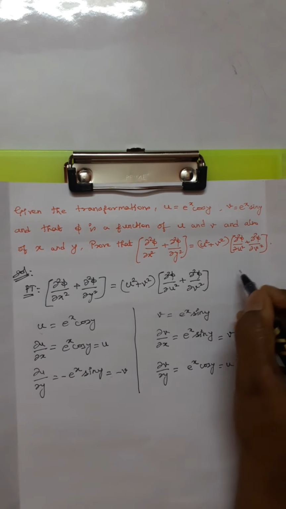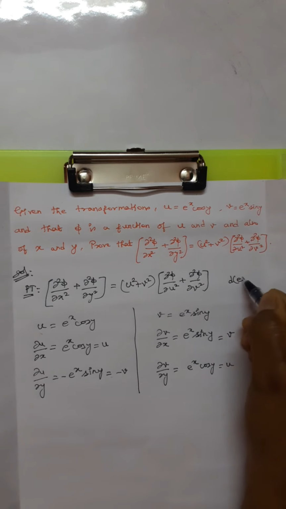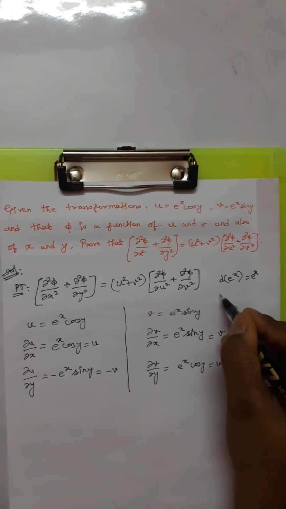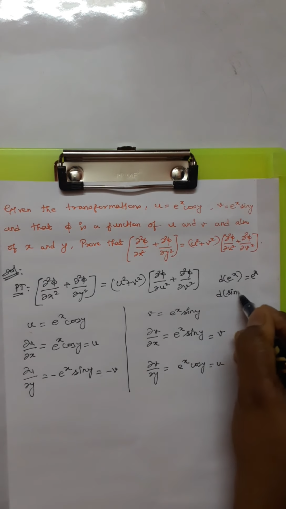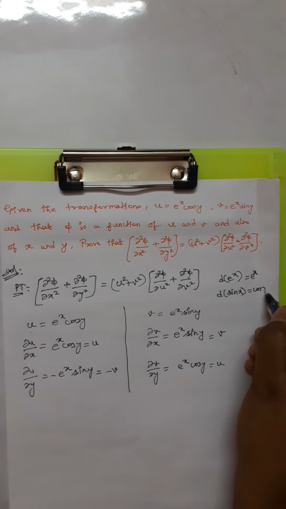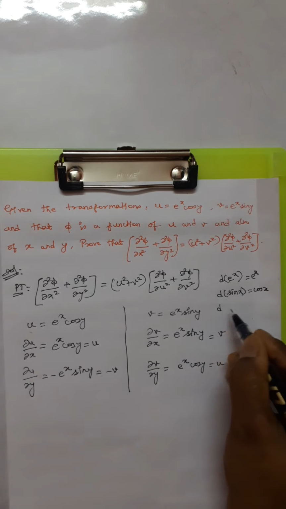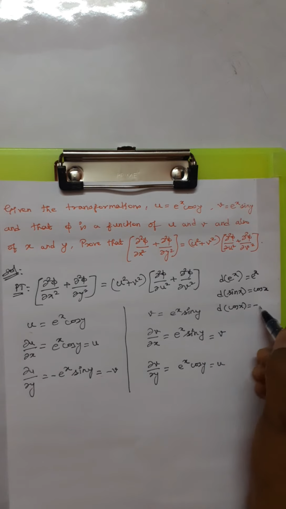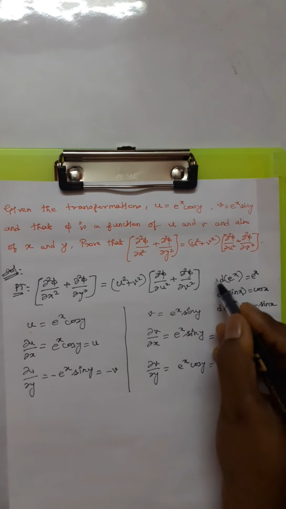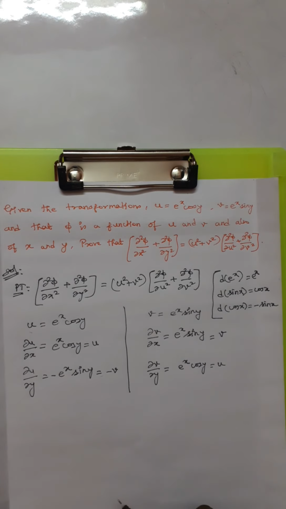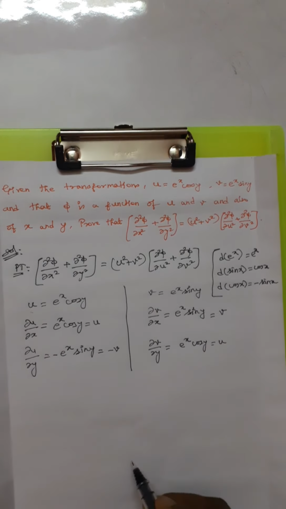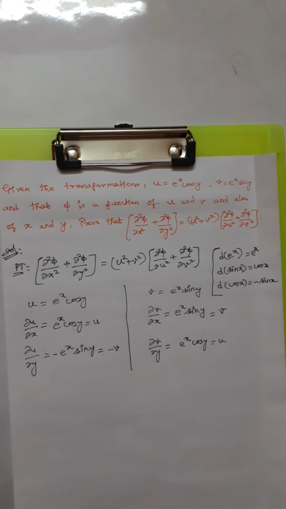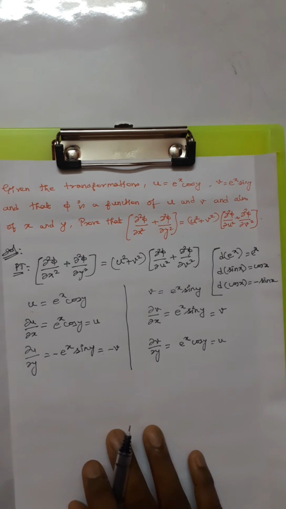So the formulas which we have applied here are differentiation of e power x, which is same e power x, differentiation of sin x, which is cos x, differentiation of cos x, which is minus sin x. These are the formulas which we have applied here. Now, we have completed finding the values of the partial derivatives. Now, writing the other information.